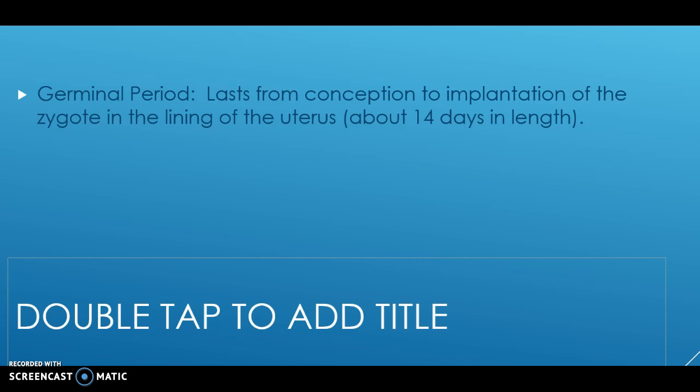The first period is the germinal period. It lasts from conception to implantation of the zygote in the lining of the uterus, which is about 14 days in length. During this time also, the organism begins cell division and growth. It is estimated that about 60% of natural conceptions fail to implant in the uterus, and the rate is also higher for the in vitro conceptions.